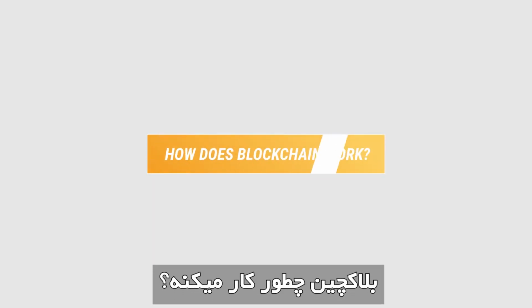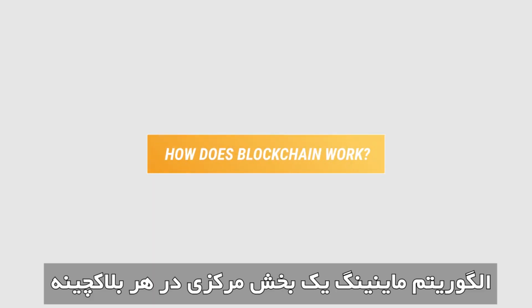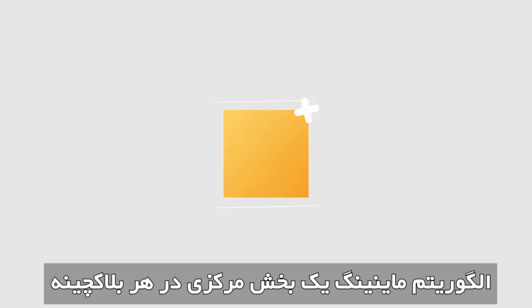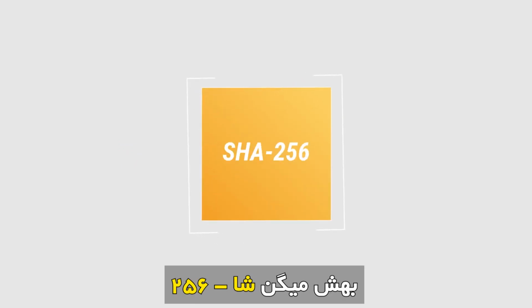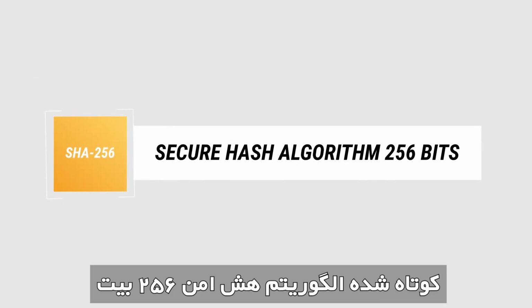How does blockchain work? A central part in every blockchain is the mining algorithm. Let's take Bitcoin's algorithm as an example. It's called SHA-256, short for Secure Hash Algorithm, 256 bits.